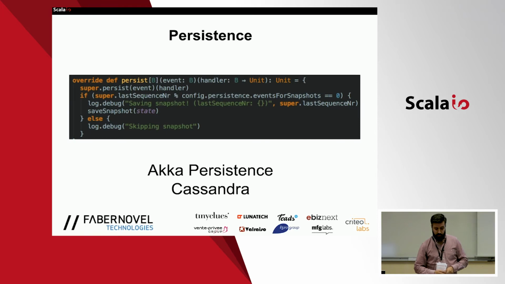Okay, so as I mentioned, we are overriding those default behaviors, and for the persistence, we are persisting all the incoming events, but we are not taking snapshots every time a single event arrives. We are taking snapshots based on a custom business logic. In this occasion, we are persisting every 5 events, we are taking a snapshot.